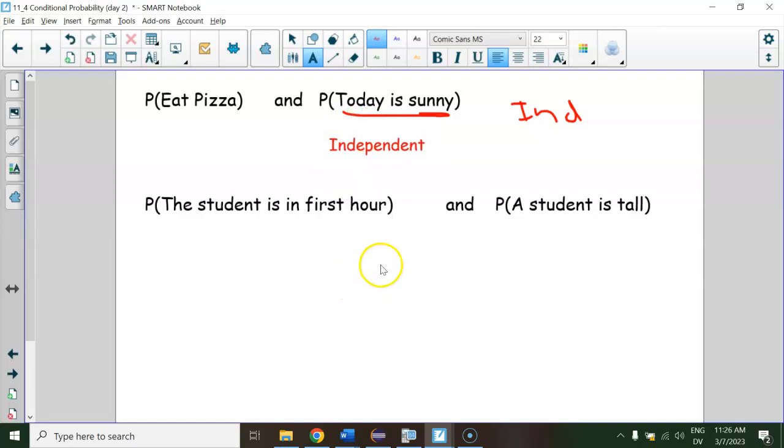Okay. And then the second one's a little bit trickier here, but I would say this is dependent, right? Because if you're pulling a student at random and you want to figure out if they're tall, it would matter if they're in first hour or not, right? Maybe this is a poor example, but if you're pulling from first hour, then your chances of being tall is different than if you pulled from a different hour. So being in first hour or not would change whether or not they're tall, because first hour might have a lot of tall kids, so your chances of being tall would depend on if you're in first hour or not. All right, so that's what I was trying to go for there with dependent.